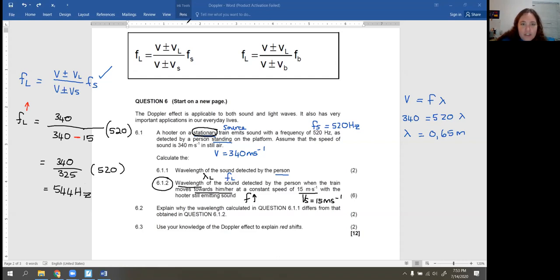Now, ladies and gentlemen, I just want to point out a couple of important things here. The first important thing is check that your value is kind of in the same range as the actual frequency. This was 520, this is 544, that's kind of the same range. If we had 520 and suddenly this is a million, there's probably been a mistake, okay? So please always make sure that you do that slowly.